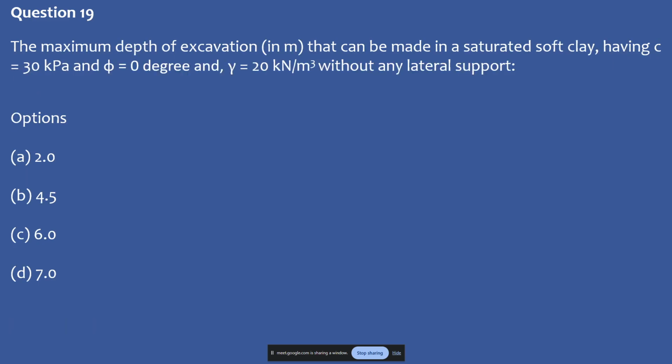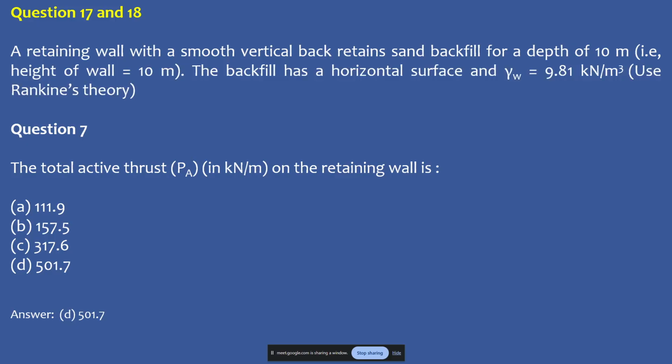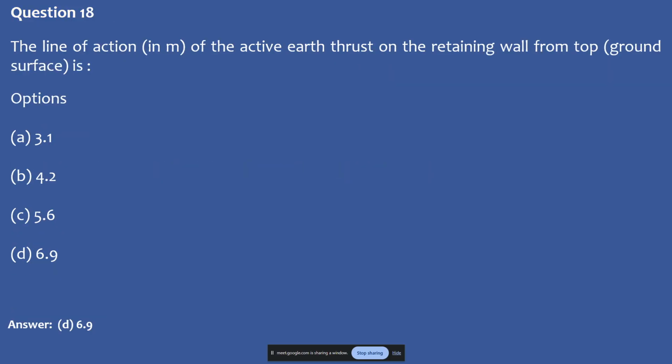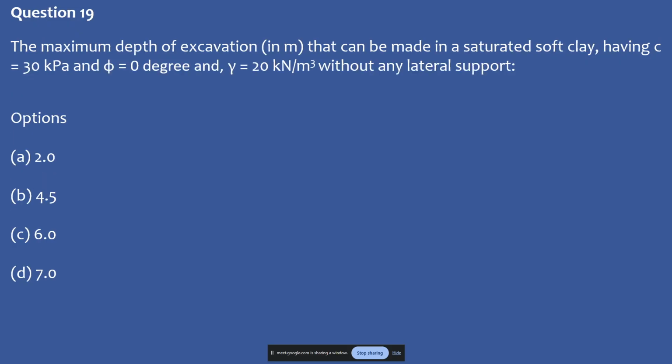So let's have a look at question number 20. Okay, 17, 18, it's a different question. So question number 19 is there. You have the maximum depth of excavation that can be made in a saturated soft clay having a cohesion of 30 kPa and phi equals 0 degree, and gamma is given as 20 kN per meter cube, without any lateral support. So how deep an excavation can you make without providing any lateral support? The properties of the soil are given to you.